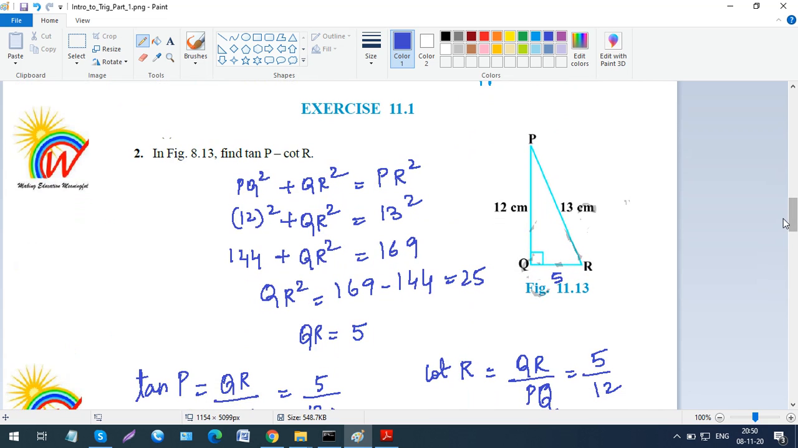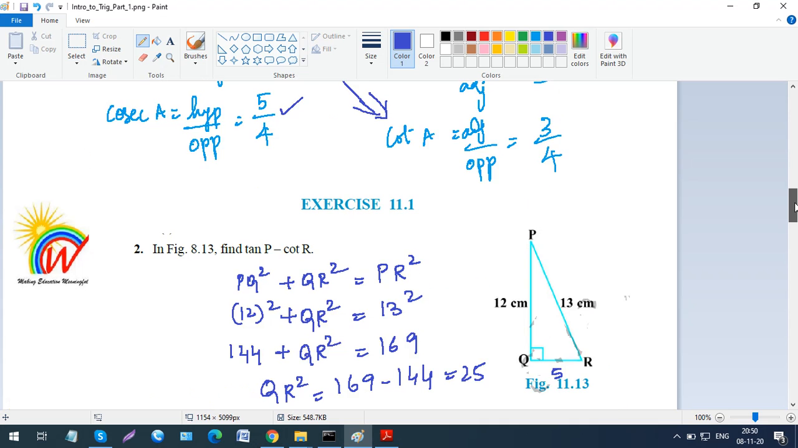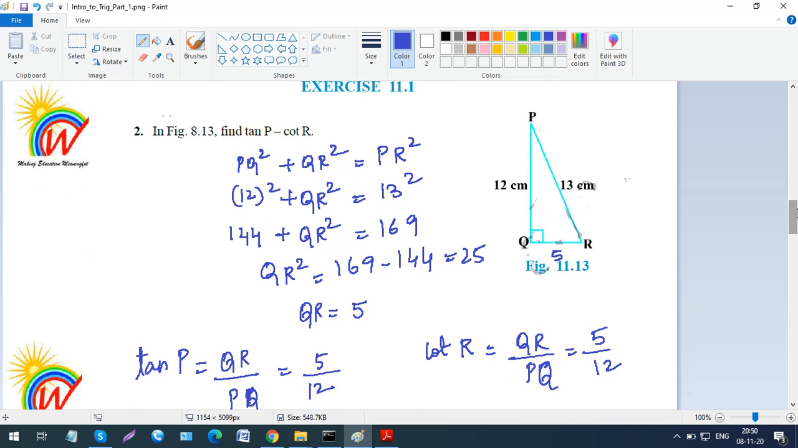If you remember those 6 trigonometric ratios by heart, it's really simple and very interesting to solve. It's a very scoring chapter, so you have to learn this properly. This is the basics, so understand it properly and solve the problems. Now we'll do a few problems from exercise 11.1. The first question is based on how we have done this example, so you can do it yourself.